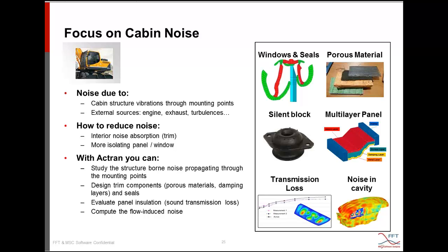Just one word: Actran is very adapted for modeling the structure-borne noise and trim components. The panel insulation can be evaluated with the transmission loss, but also with the dissipated acoustic energy that is given for each layer of the panel. Structural vibrations of the cabin can be imported in Actran from an external structural code. The other possibility is to load the Actran cabin model with an acoustic pressure field computed by Actran, representing the pressure field on the cabin due to the exhaust, for example. Porous materials impedance can also be added to the Actran model with the Actran PEM feature.